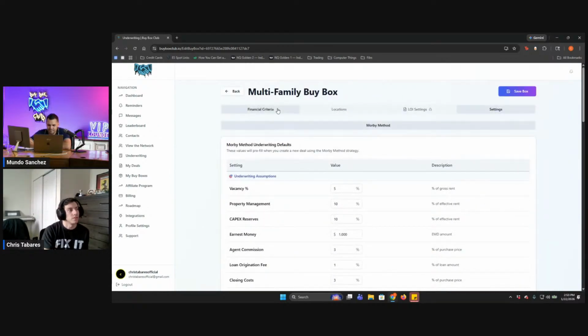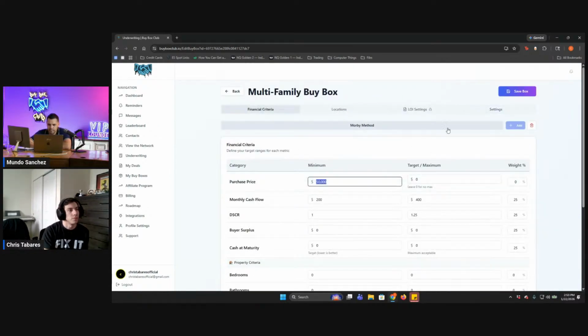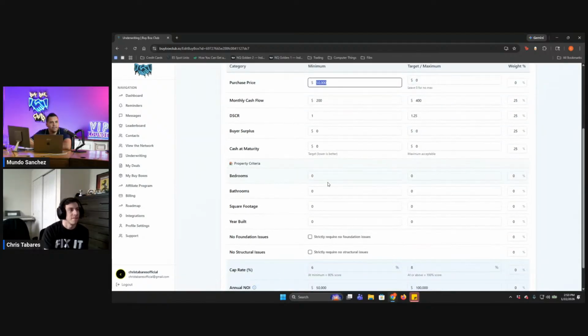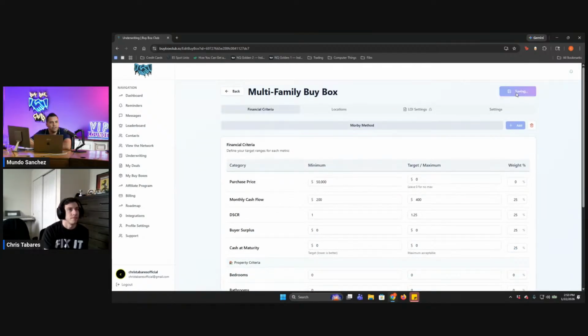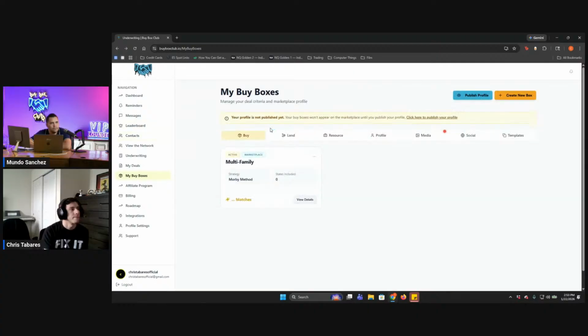Awesome. So that's basically it. All I have to do is implement these things and just save. Do I have to say save box like that? Just go ahead and save it for now, and then we'll go back out of that screen to your buy box page. You can just hit the back button, or you can hit my buy boxes.